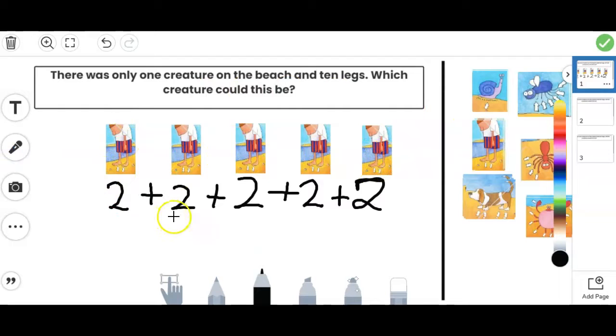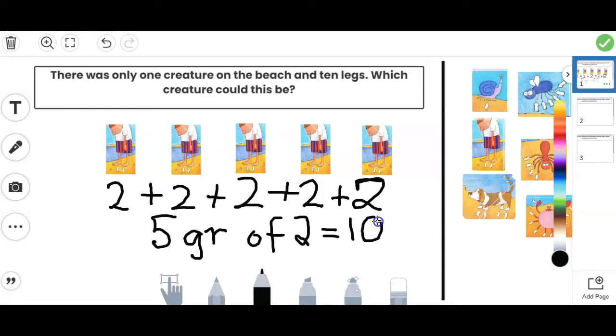I'm just going to do 5 groups of 2 makes 10. So there was one creature on the beach and that was the person. And there were 5 of them. So 2 plus 2 plus 2 plus 2 plus 2 makes 10 legs.